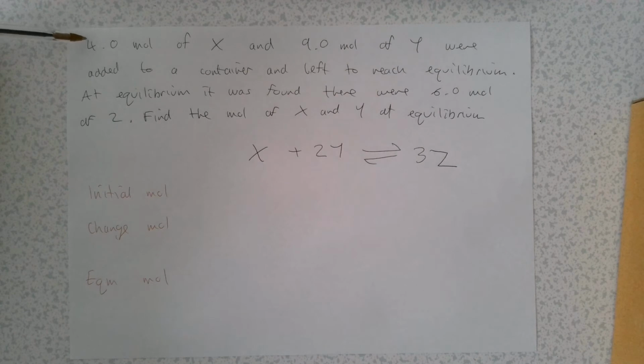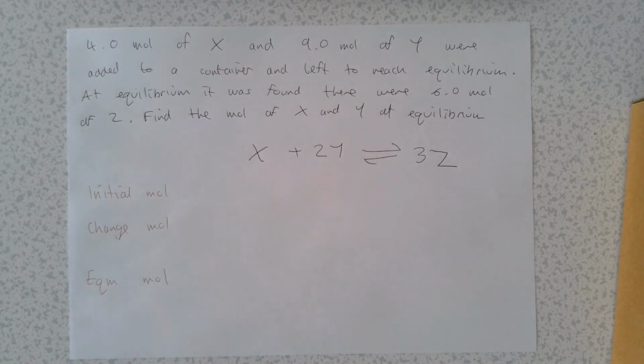So 4 moles of X and 9 moles of Y were added to a container and left to reach equilibrium. At equilibrium, it was found there were 6 moles of Z. Find the moles of X and Y at equilibrium.